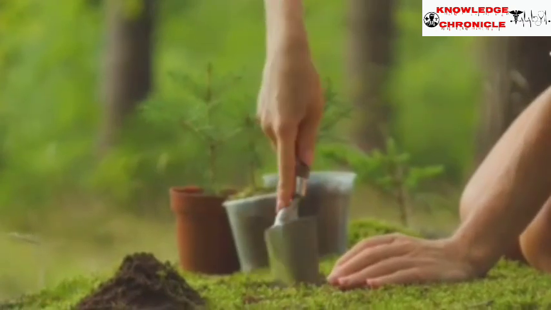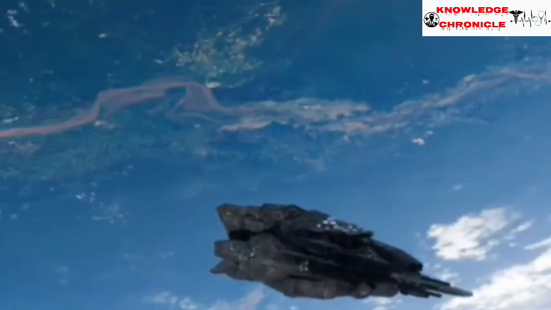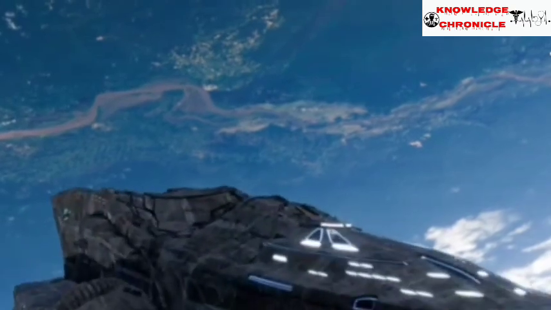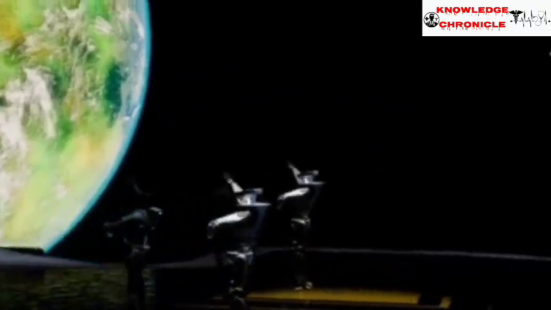We must act now to conserve, to restore, and to protect. We are passengers on a fragile airplane called Earth. How many rivets will we remove before it crashes? The future of biodiversity, well, it's in our hands.